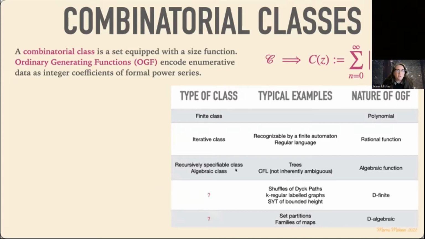If it's a recursively specifiable class or something they call an algebraic class, things that generally have a tree structure, the generating function is algebraic. And so it's been a long-standing question now. Is there a type of class which corresponds naturally to D-finite functions? Is there a class which corresponds naturally to D-algebraic functions? Can we identify combinatorial mechanisms when things should be differentially transcendental?